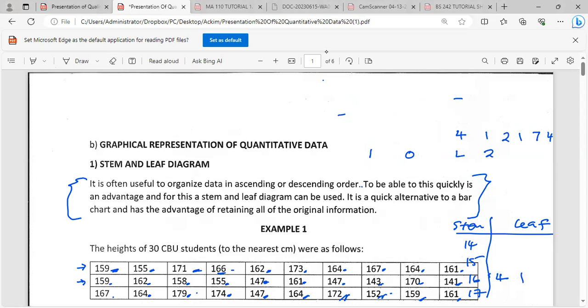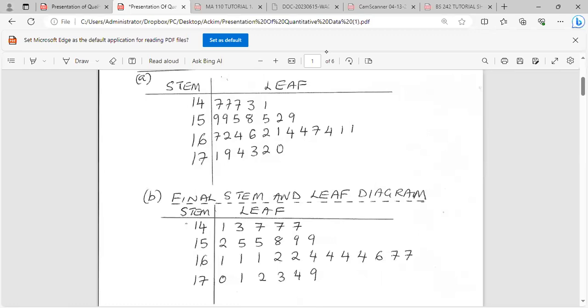So this was the working. The first one, this is the one that we did. So if you look at this one, it was the working. And then you now do your final stem and leaf. So your final stem and leaf. This is what we did: 7, 7, 7, 3, 1. So now you have to write the numbers now.